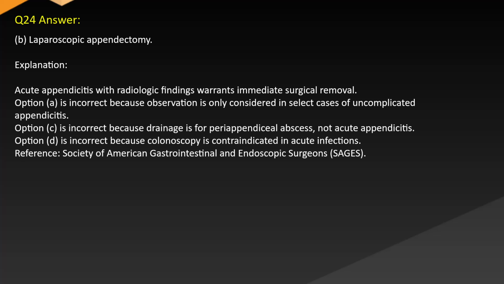Correct answer B. Laparoscopic appendectomy. Explanation: Acute appendicitis with radiologic findings warrants immediate surgical removal. Option A is incorrect because observation is only considered in select cases of uncomplicated appendicitis. Option C is incorrect because drainage is for periappendiceal abscess, not acute appendicitis. Option D is incorrect because colonoscopy is contraindicated in acute infections. Reference: Society of American Gastrointestinal and Endoscopic Surgeons, SAGES.